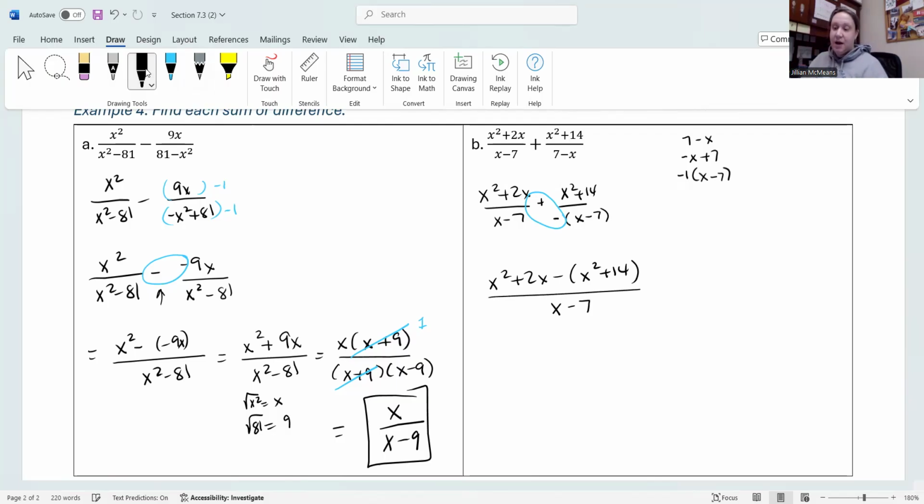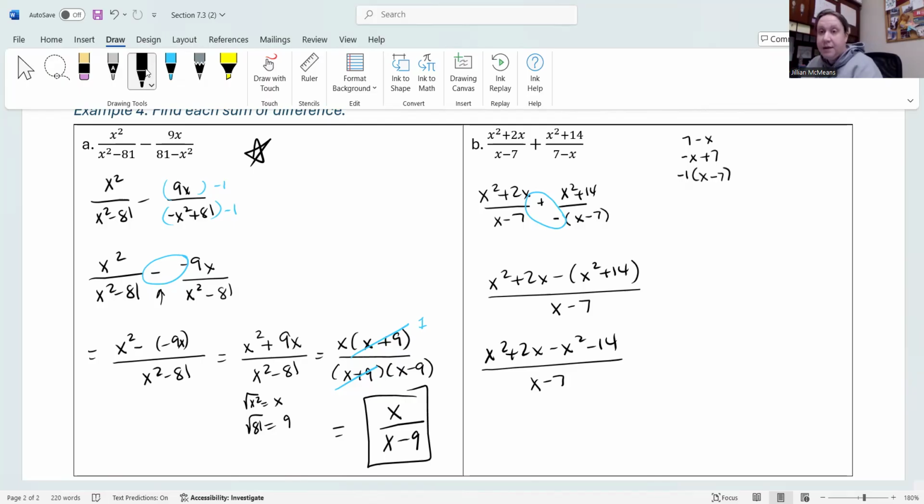all over my common denominator of x minus 7. Now, if you prefer the method that we learned over here, where you just multiply the numerator and denominator by negative 1, that is fine. Please do that, okay? If you like this method, please do this one. Do the one that you prefer, okay? Now, we need to distribute the negative through that second set of parentheses. So I get x squared plus 2x minus x squared minus 14 all over x minus 7.